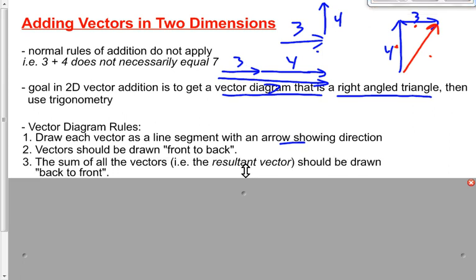The sum of the vectors, which is really what we're trying to find here, right? We're talking about a sum. We're talking about adding things together. The sum of these vectors, sometimes we call it the resultant vector, should be drawn backwards. It's back to front. So my blue vectors here, these are the ones that I'm adding together, are drawn front to back. My resultant vector right here, that's the sum of all the vectors. When I add them together, that's what I get. The resultant vector is drawn back to front. Or sometimes we say it's drawn from start to finish.